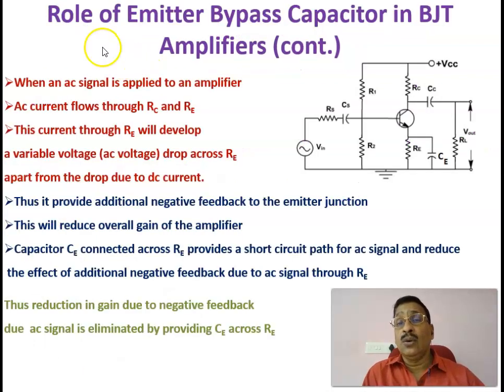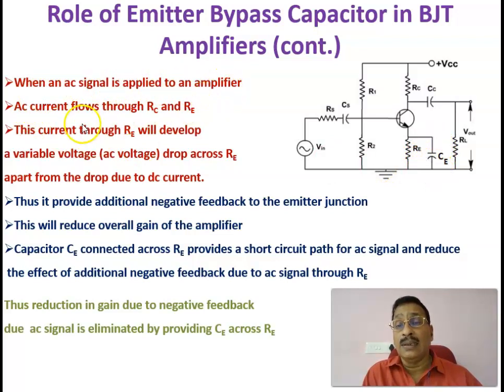Now let us see the role of the emitter bypass capacitor in a bipolar junction transistor amplifier, because across the emitter terminal a bypass capacitor CE is connected. Actually, the function of CE is to pass the AC signal. The AC signal is allowed to pass through this one, that is, it will have low reactance. DC will be blocked. Only the AC signal will pass through this one.